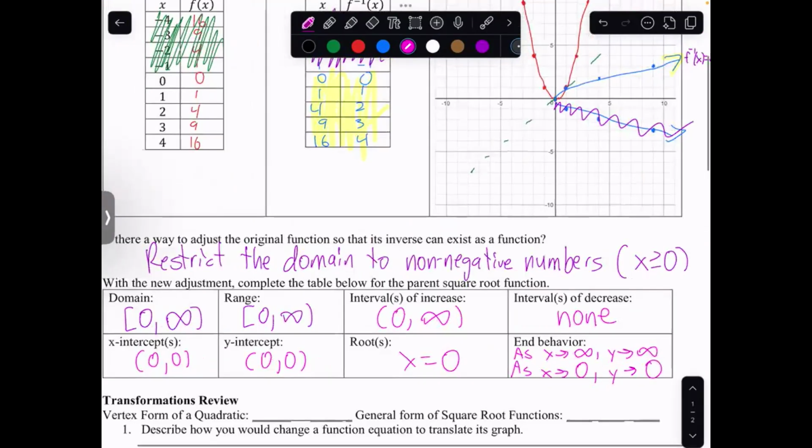Any questions about the key features of our square root function? Again, this is the parent square root function, just y equals square root of x.